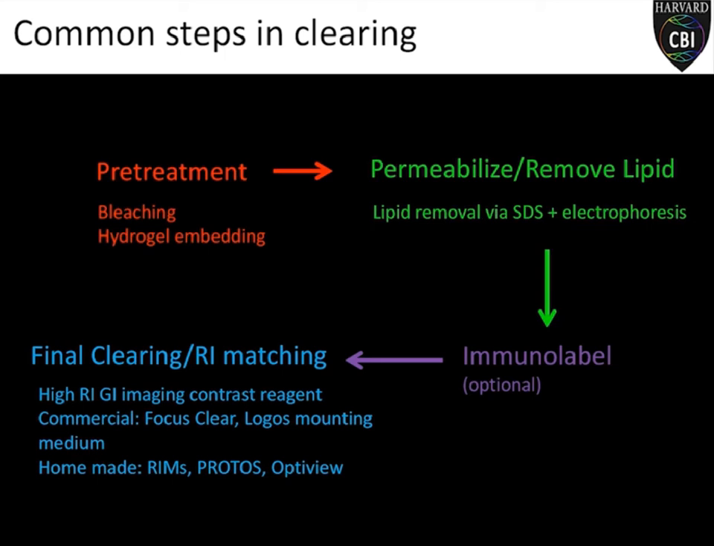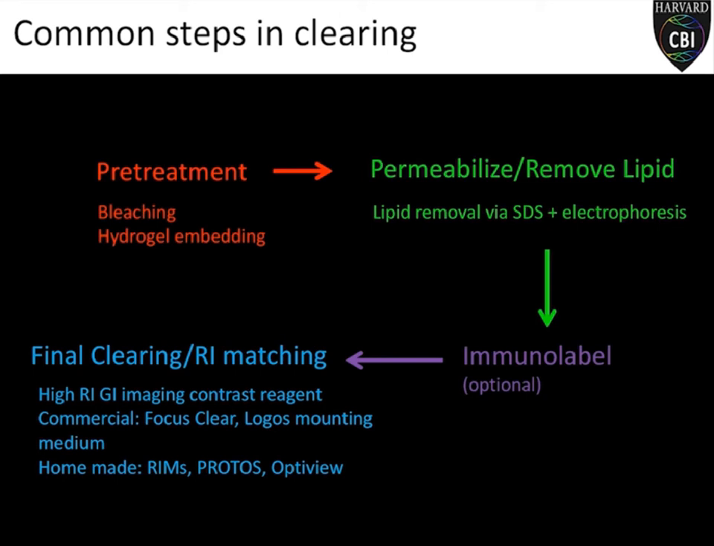So I just want to show you a couple of steps specific to the CLARITY method. In the pre-treatment, depending on what type of sample you have, you may need to do some bleaching ahead of time. If you have a sample that has a lot of pigment to it, you may need to bleach that out. You may have some autofluorescence that you also need to try and treat. But the most important step in the pre-treatment of the CLARITY procedure is this hydrogel embedding. We're going to talk about that in some future slides.